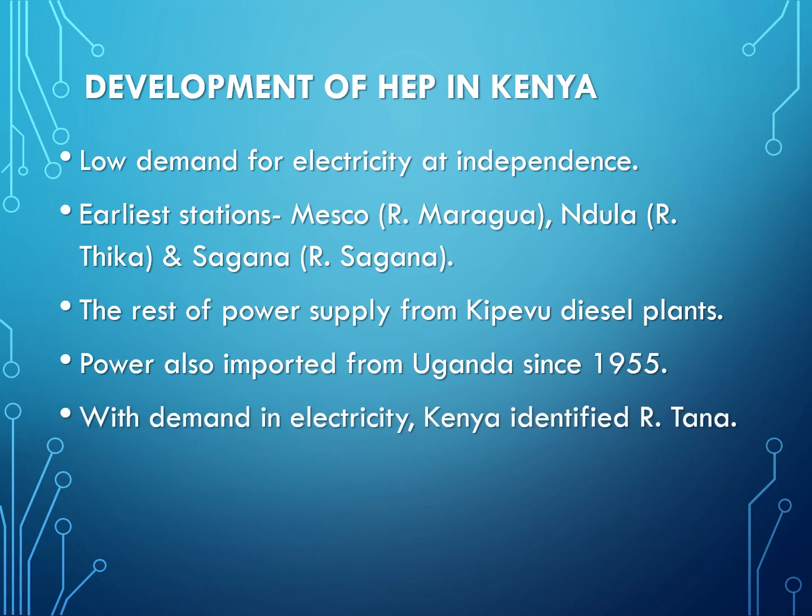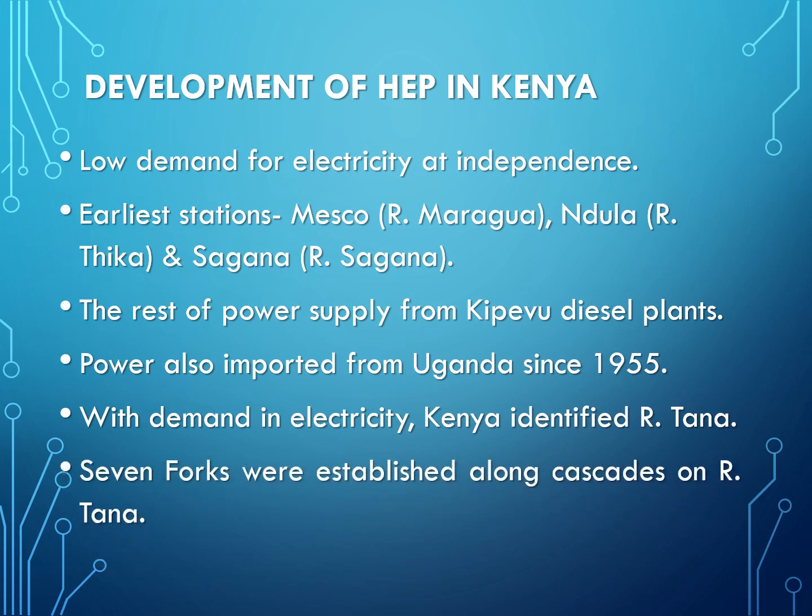Now with the demand for electricity, Kenya identified River Tana as a potential for hydroelectric power production, and that gave birth to the Seven Forks dams. Now they were established along the cascades of River Tana, and we look at the stages, and of course they were not constructed at the same time, so we look at each of them.